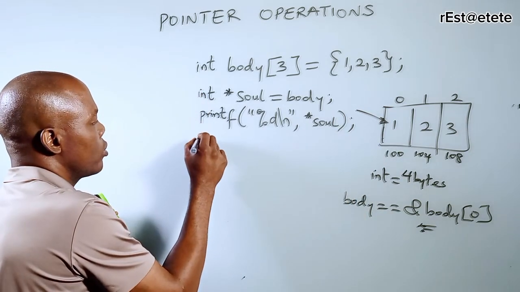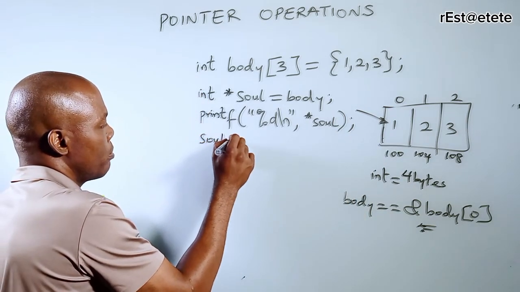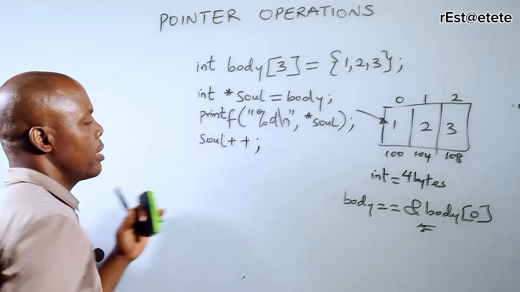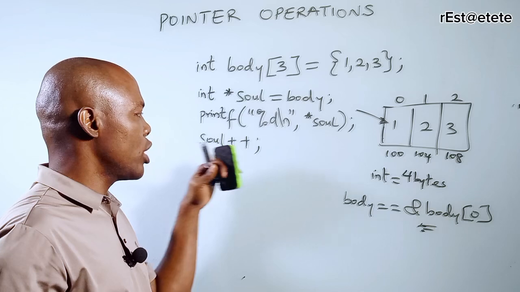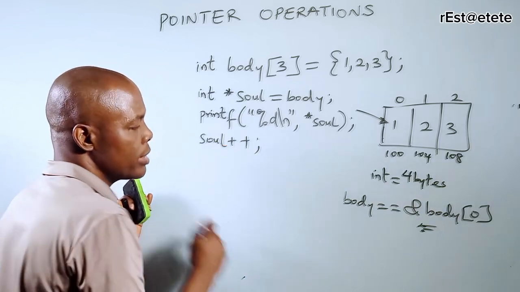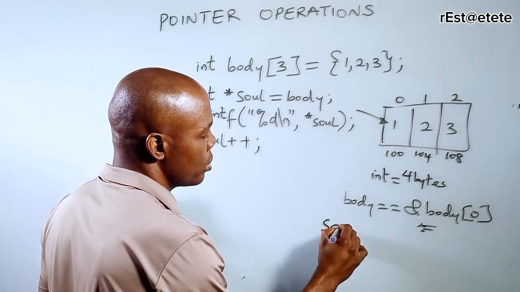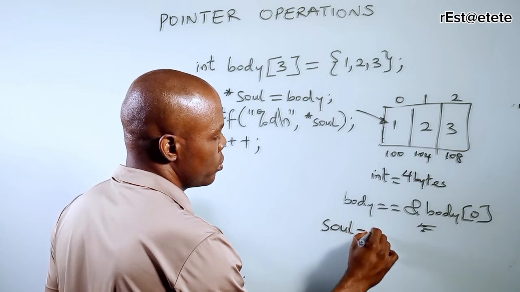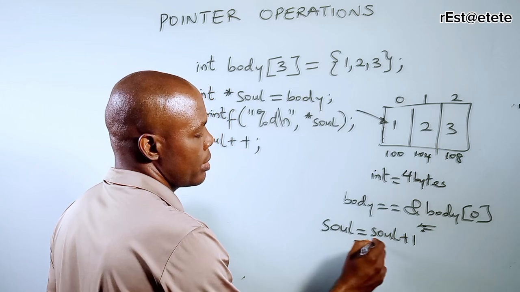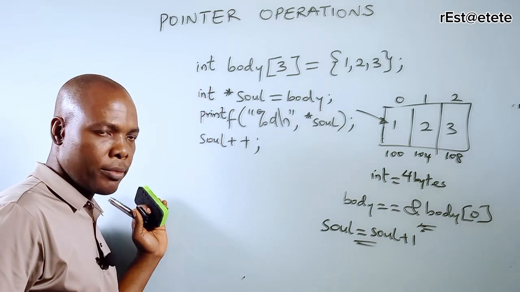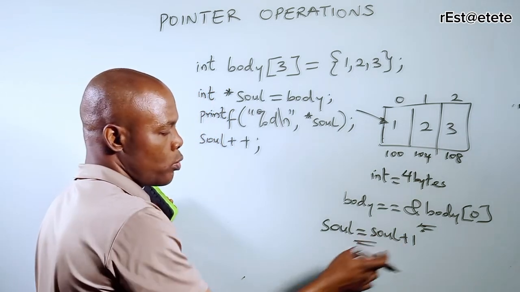Then I will say sol plus plus. Now this is a statement. So I'm using the increment operator. So this is pointer arithmetic. This is the same thing as saying sol equals sol plus 1. Do you understand? So sol plus 1.